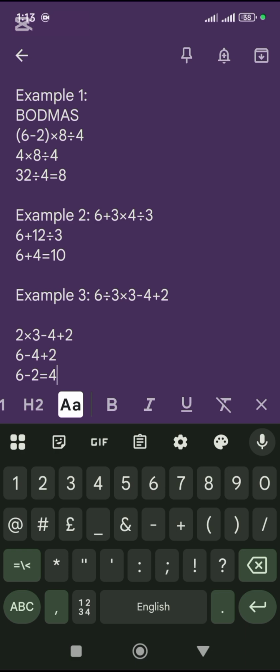Alright? There will be videos on mixed operations which will treat more difficult equations containing brackets, containing exponents, and so on and so forth. There will be videos on balanced equations and so on and so forth.